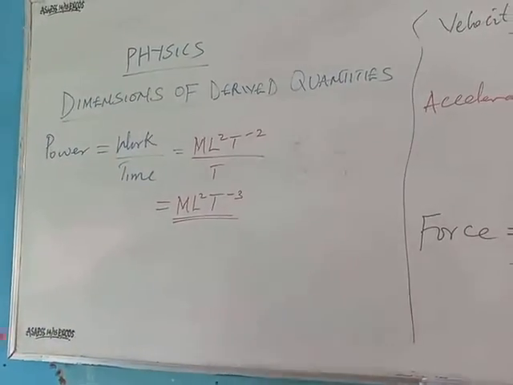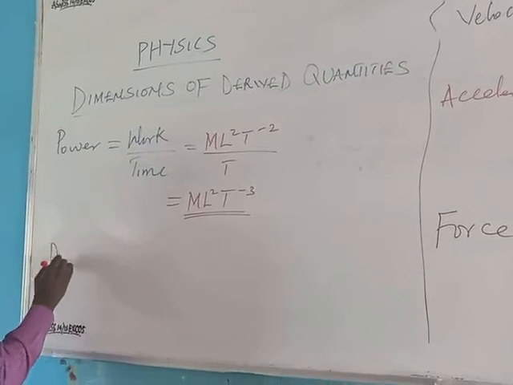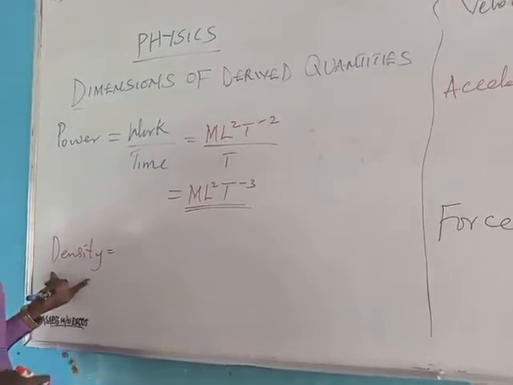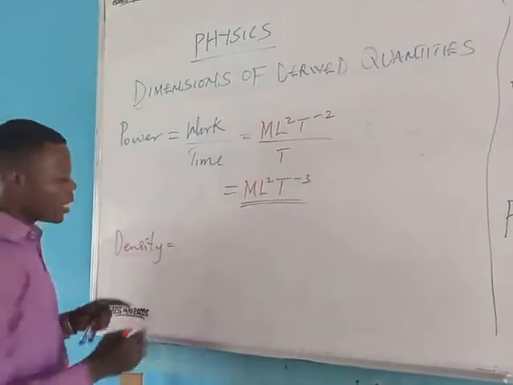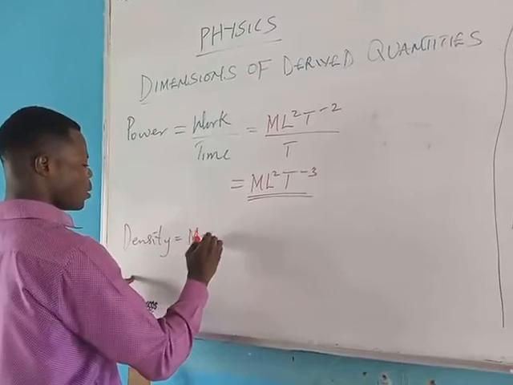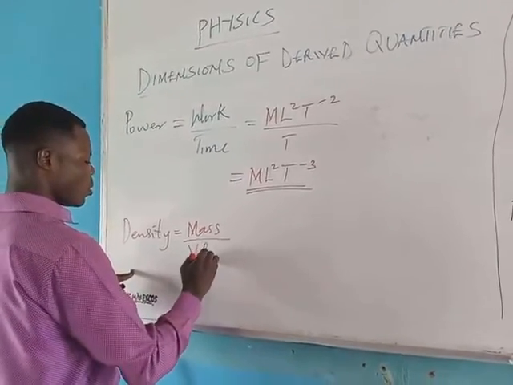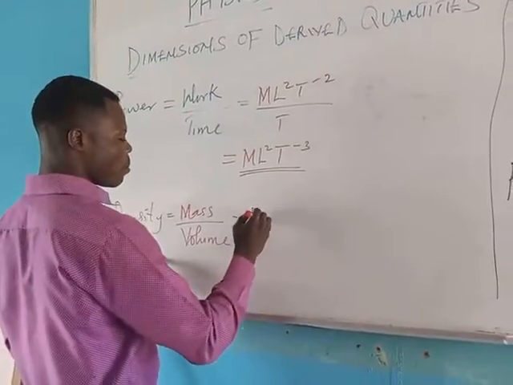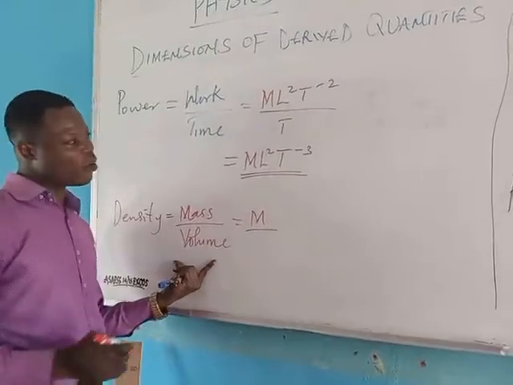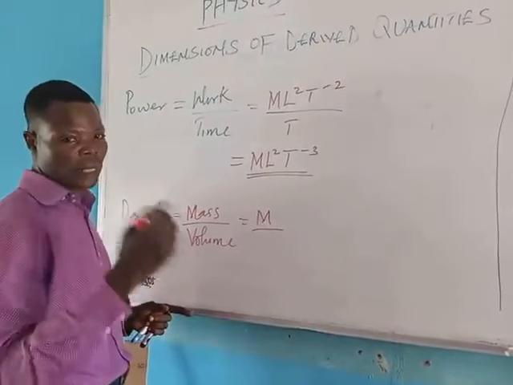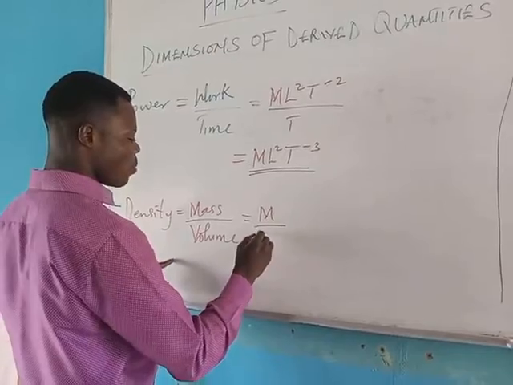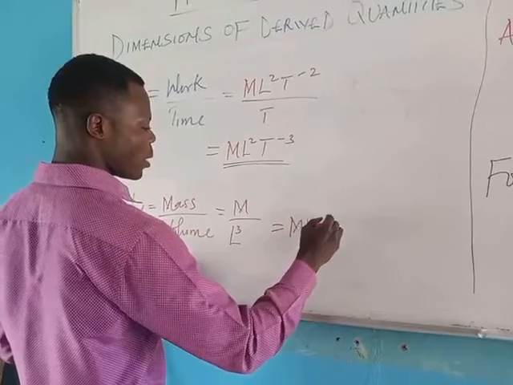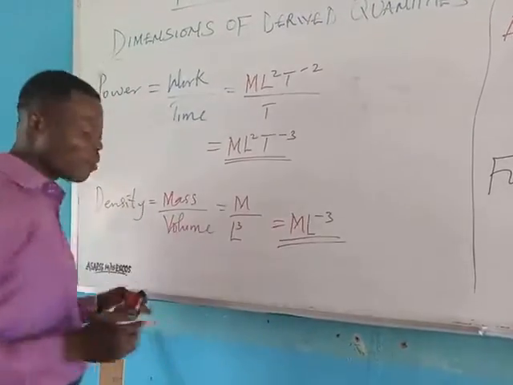So we can also have dimension for density. And we know that density by formula is mass all over volume. So the dimension for mass is M, and the dimension for volume is L³, that is length times breadth times height, which is L³. So this can be written as ML^-3. So this is the dimension for density.